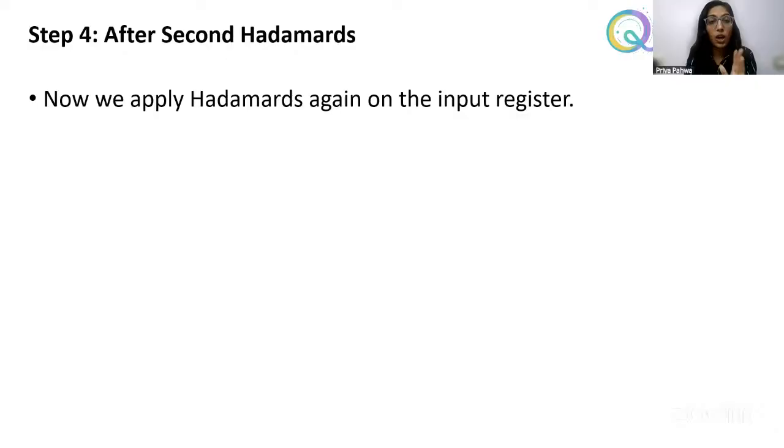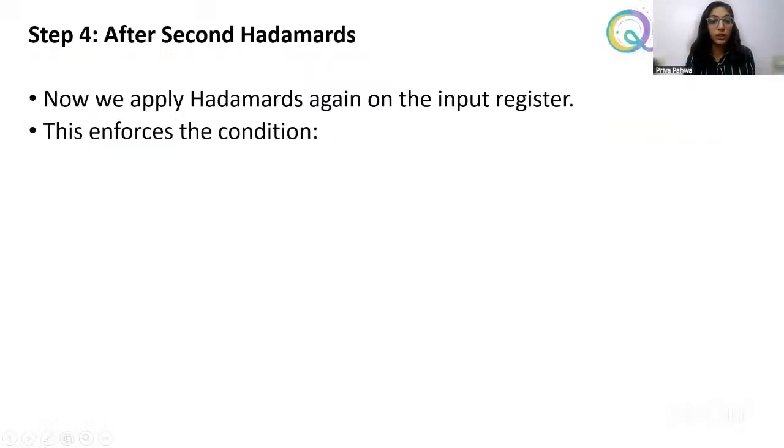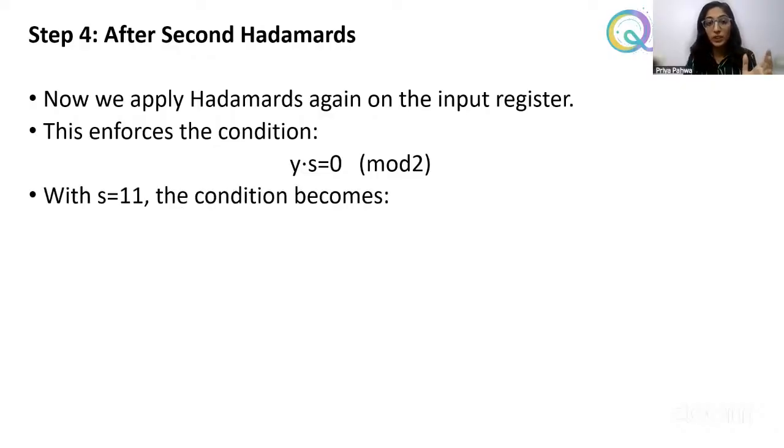So now we apply Hadamards again on the input register. If you want, I can go back to the circuit. You can see from here, this is again the Hadamards which I'm talking about, and these are the CNOT gates, right? This enforces the condition that y dot s is equal to 0. Now s is my period and y is my y0 XOR y1. So I want y0 XOR y1 to be equal to 0.